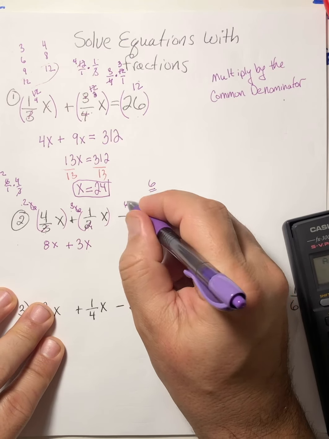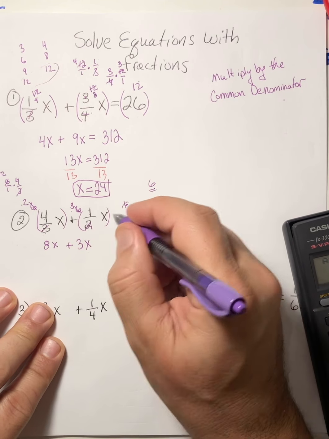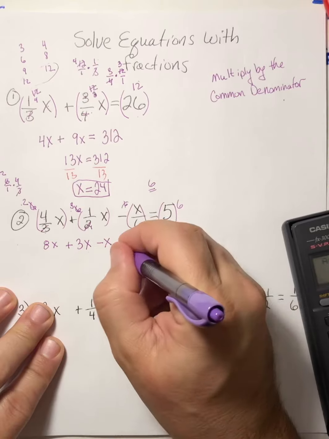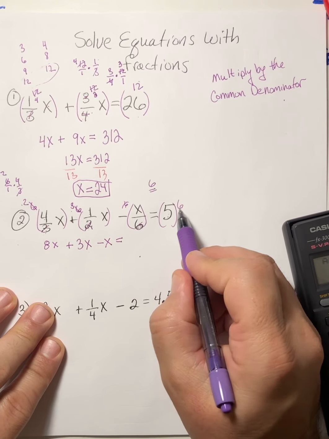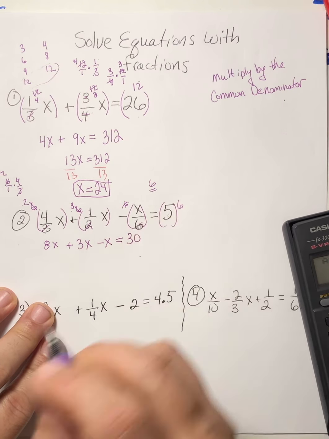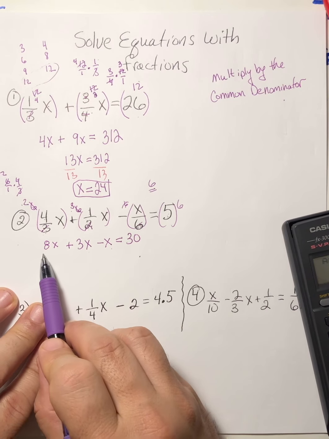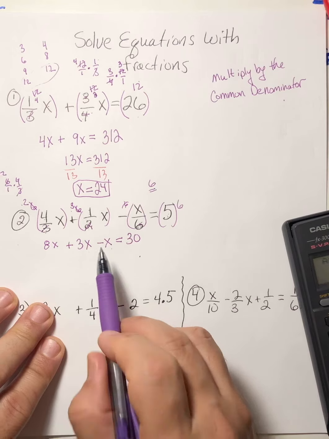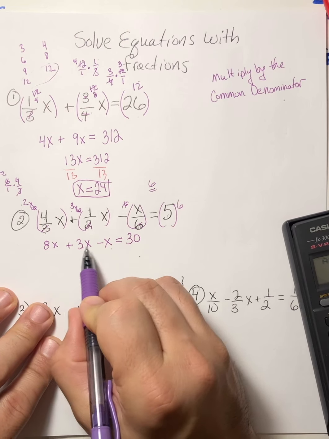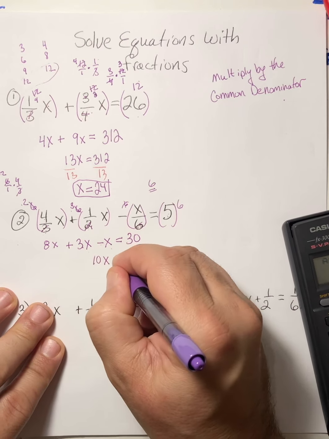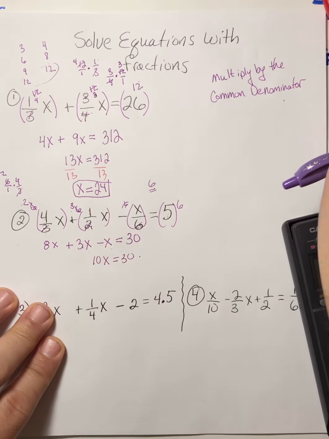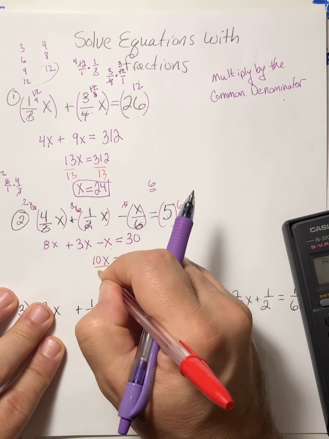All right, what happens with the 6's? That's right, they cancel. So I'm left with a minus x equals, and we multiply. 5 times 6 is 30. All right, no more fractions. Now we just do normal algebra stuff here. Combine like terms. 8 and 3 is 11, minus 1 is 10. 10x equals 30. That's right, just divide.